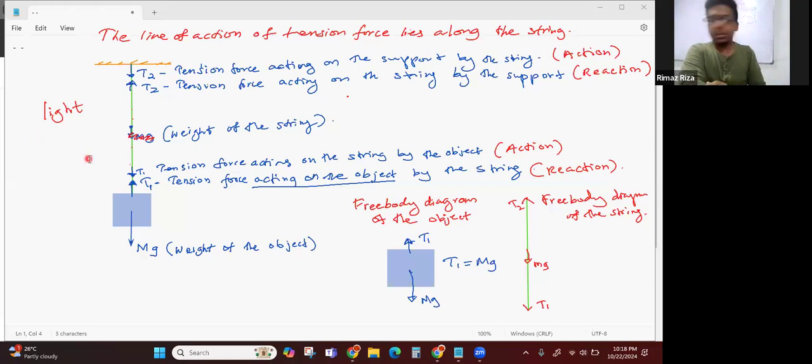Okay. So the point we wrote, in a light string, the tension everywhere will be same. And then, okay, now if you consider the weight string, again, not light.